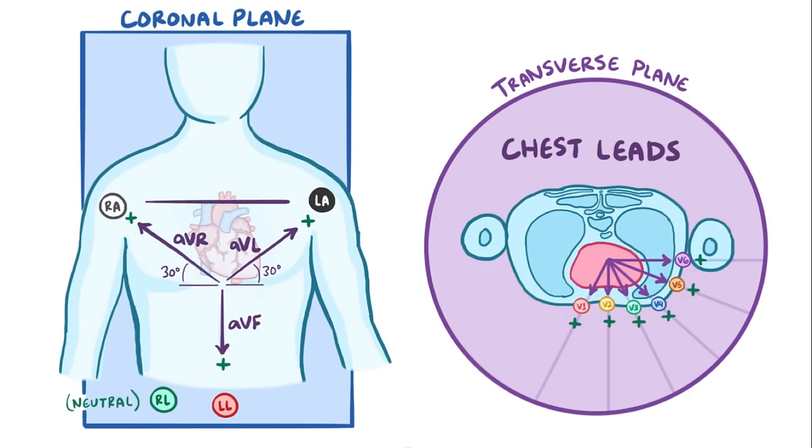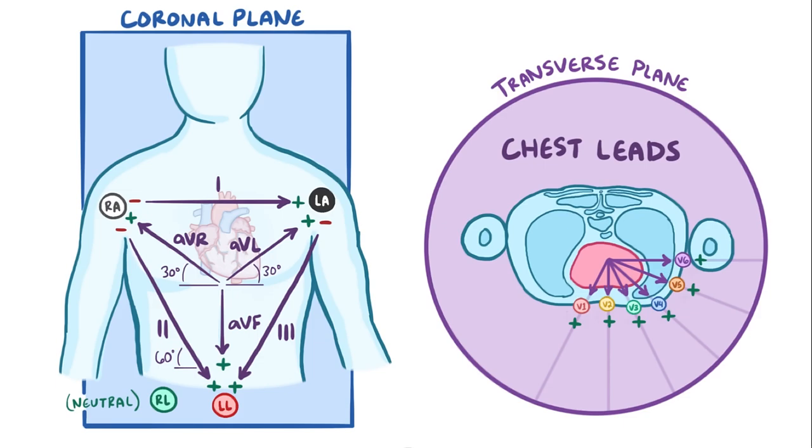Lead 1 uses the right arm as the negative pole and the left arm as the positive pole, forming a vector that goes to the right. Lead 2 uses the right arm as the negative pole and the left leg as the positive pole, forming a vector that goes to the plus 60 degree mark. And lead 3 uses the left arm as the negative pole and the left leg as the positive pole, forming a vector that goes to the plus 120 degree mark.